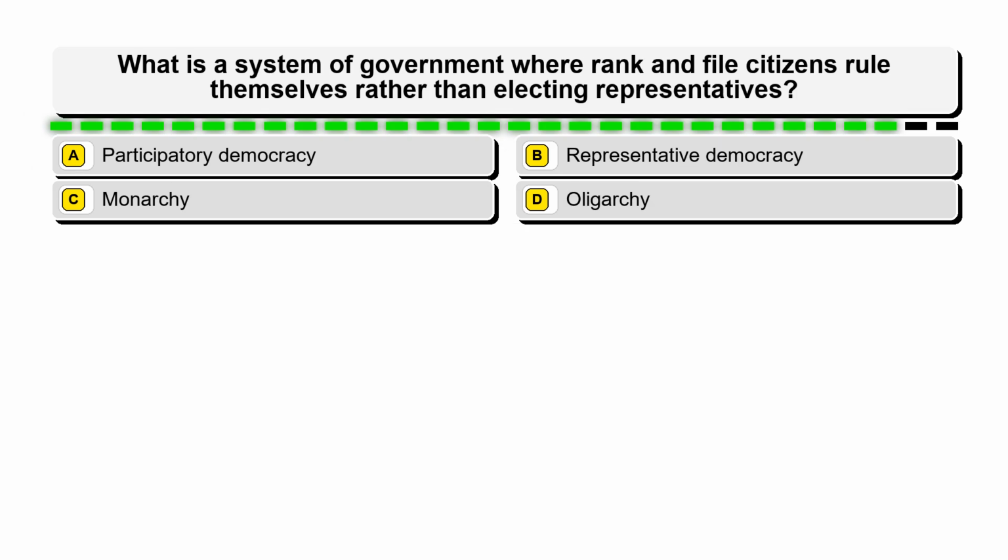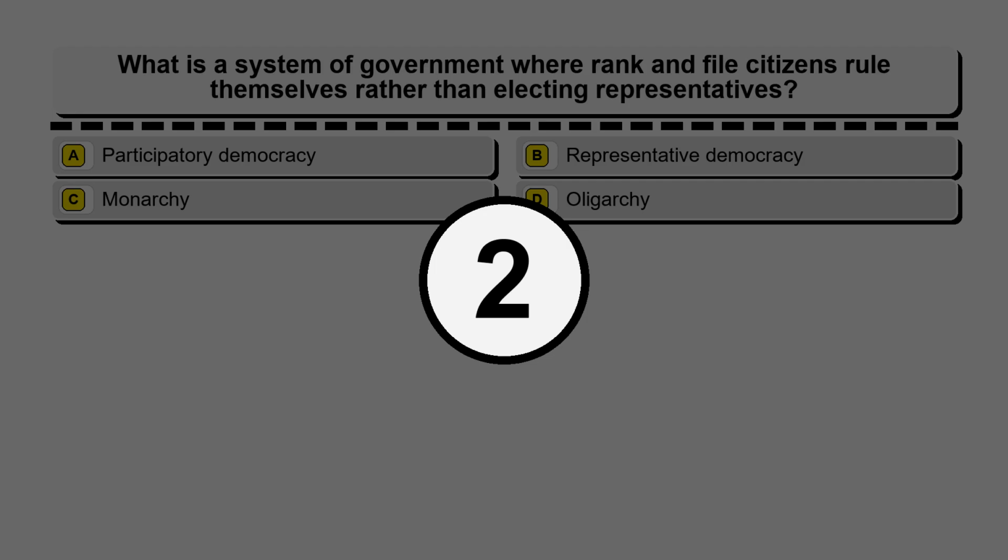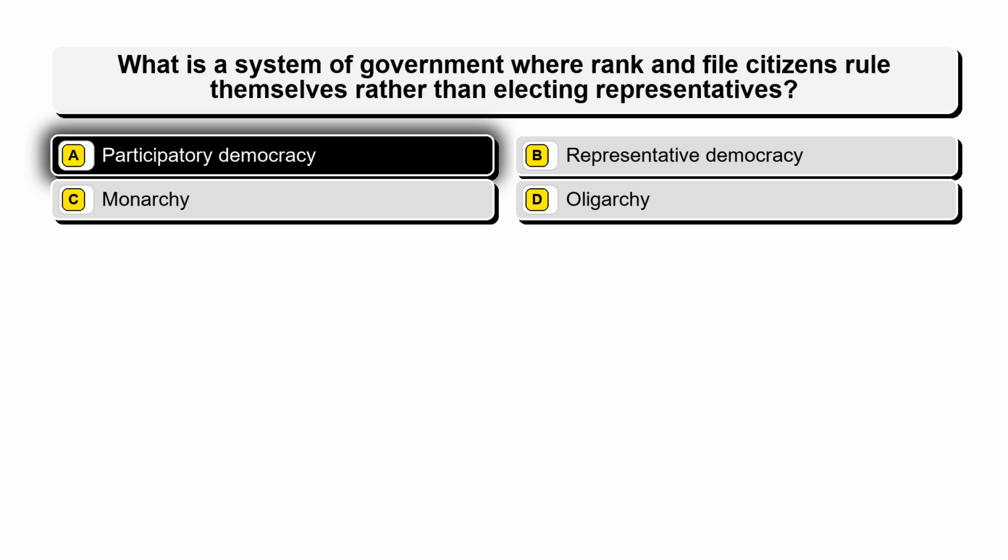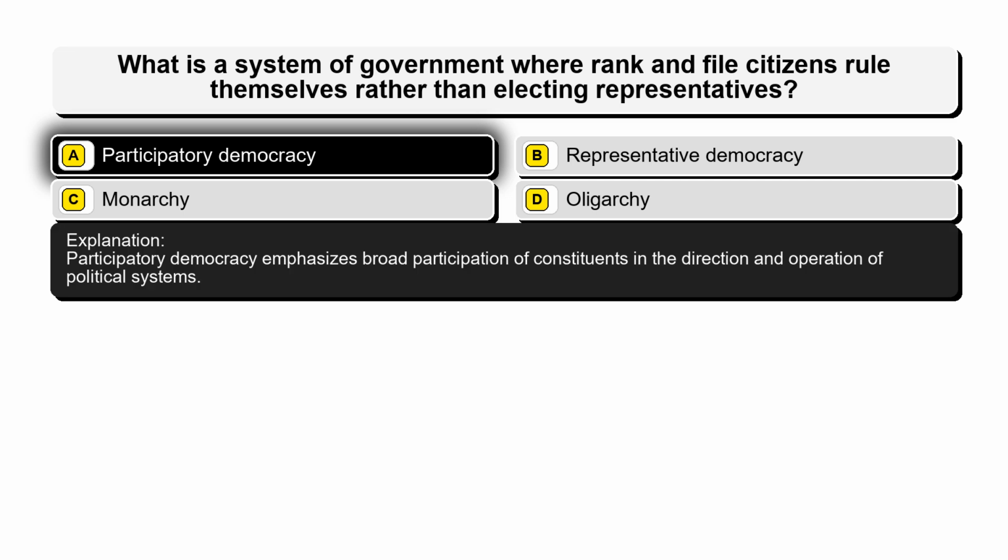Question 60. What is a system of government where rank-and-file citizens rule themselves rather than electing representatives? Option A, participatory democracy. Option B, representative democracy. Option C, monarchy. Option D, oligarchy. The correct answer is option A, participatory democracy. Participatory democracy emphasizes broad participation of constituents in the direction and operation of political systems.